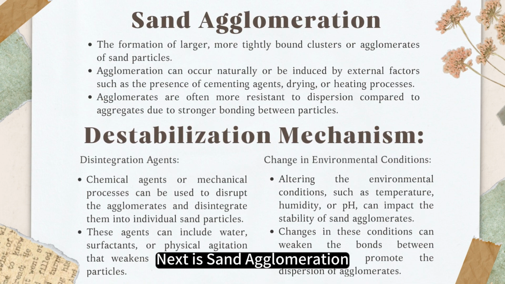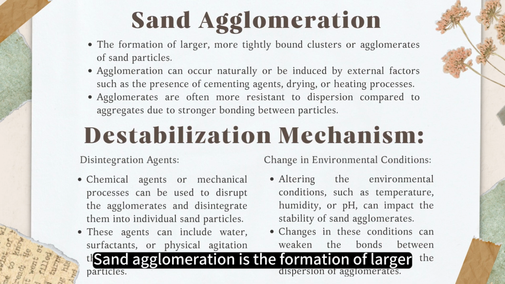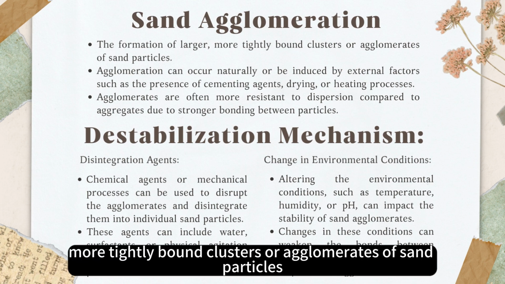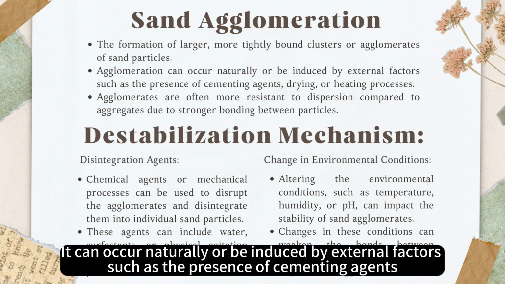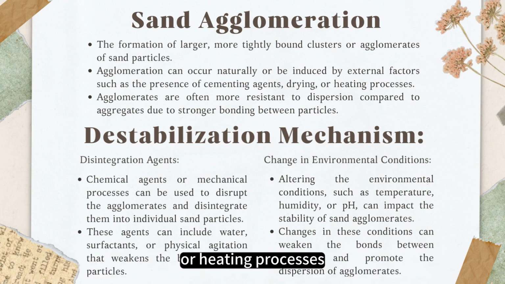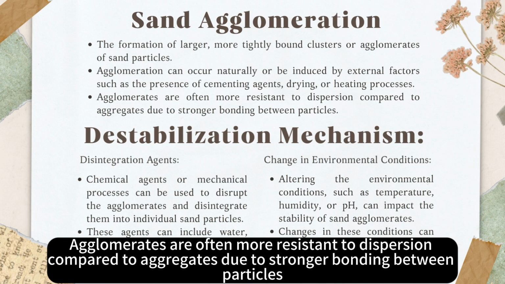Next is sand agglomeration. Sand agglomeration is the formation of larger, more tightly bound clusters or agglomerates of sand particles. It can occur naturally or be induced by external factors such as the presence of cementing agents, drying or heating processes. Agglomerates are often more resistant to dispersion compared to aggregates due to the stronger bonding between particles.